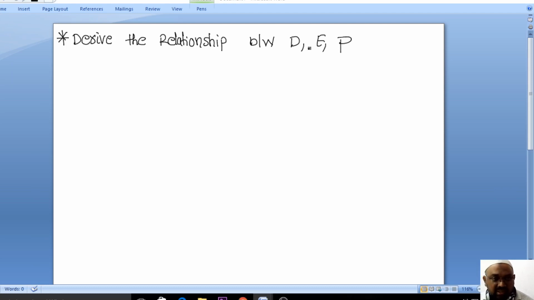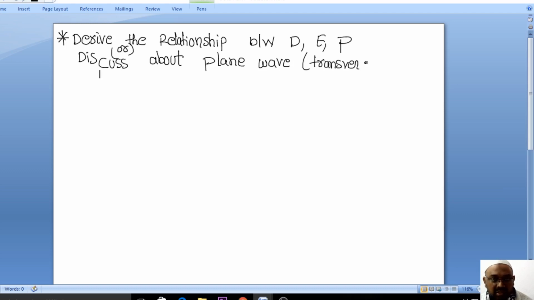Or else I will say, discuss about plane wave, and this plane wave is nothing but, we say, it will have a transverse character. We'll say this is transverse in nature. So this particular aspect is completely a derivation part, right? So in this aspect, we'll go for the derivation.